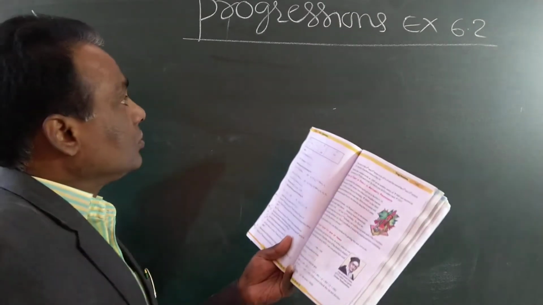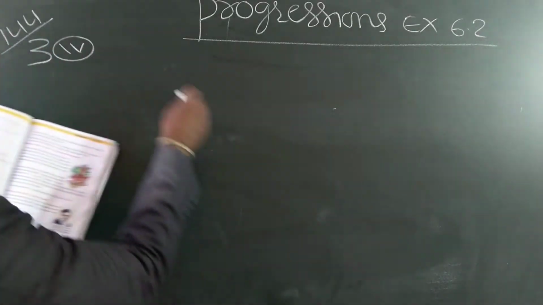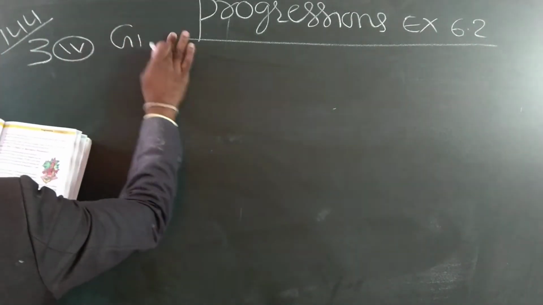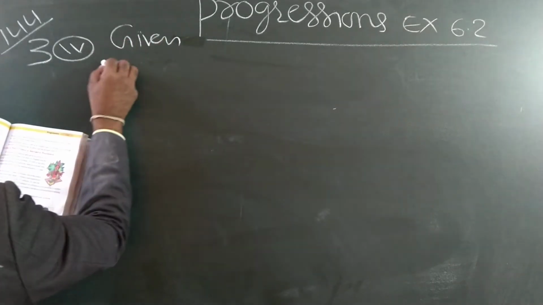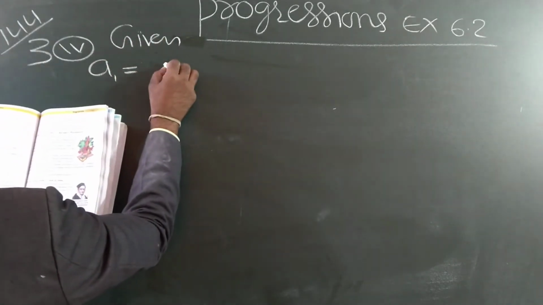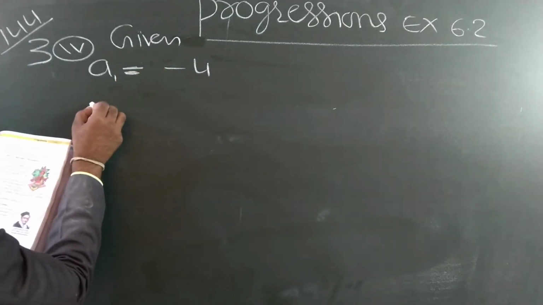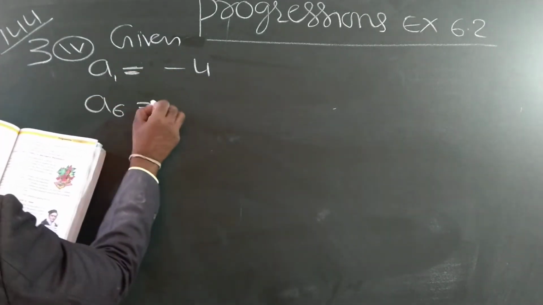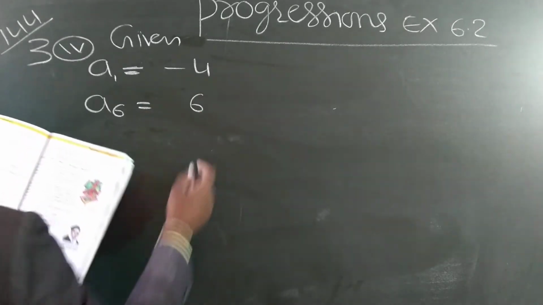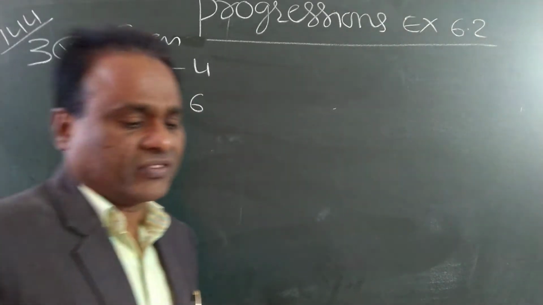So, third, fourth bit. A1 is equal to minus 4. A6 is equal to 6. A1 is minus 4, A6 is 6.